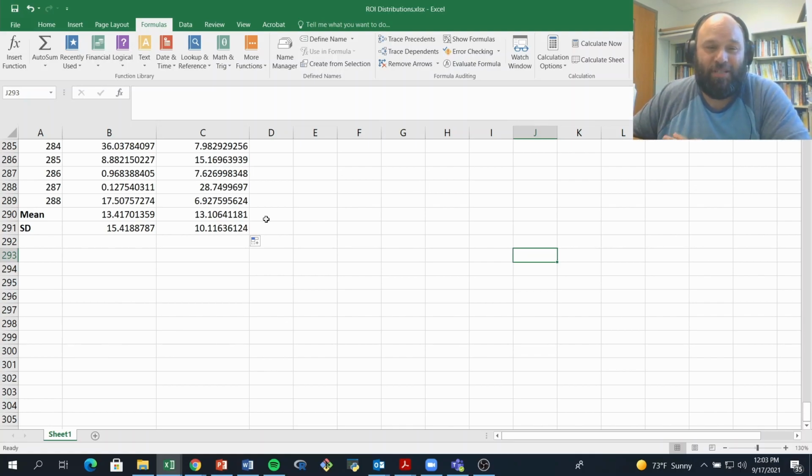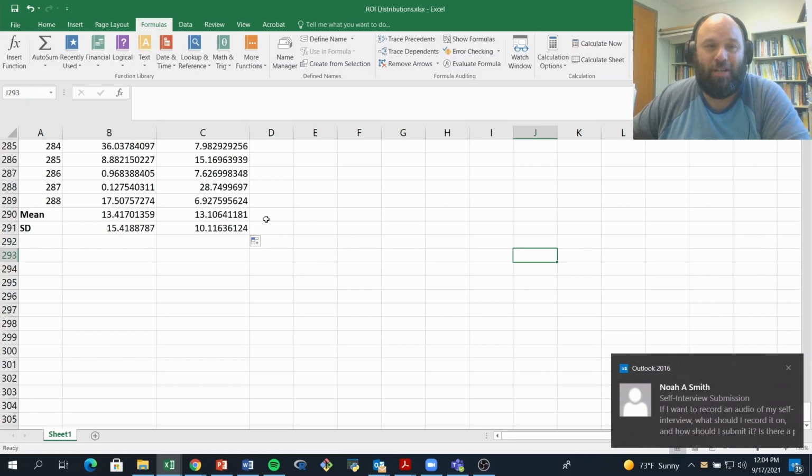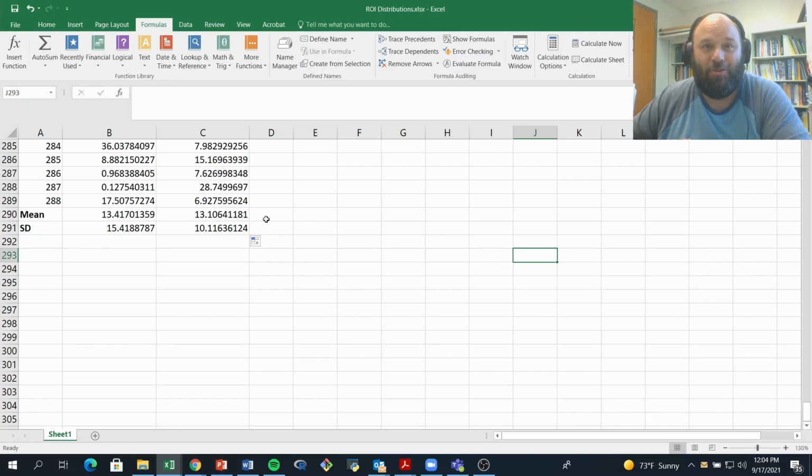However, look at the standard deviations. The standard deviation for Fund 1 is 15.4, and for Fund 2, it's 10.1. What that means is Fund 1's distribution is much more spread out than Fund 2. That means Fund 1 is riskier and Fund 2 is less risky. Since they have the same mean, then you'll likely go with Fund 2.